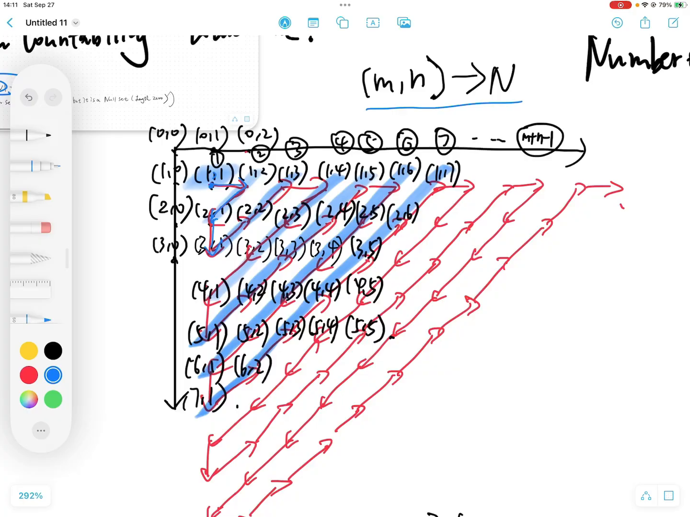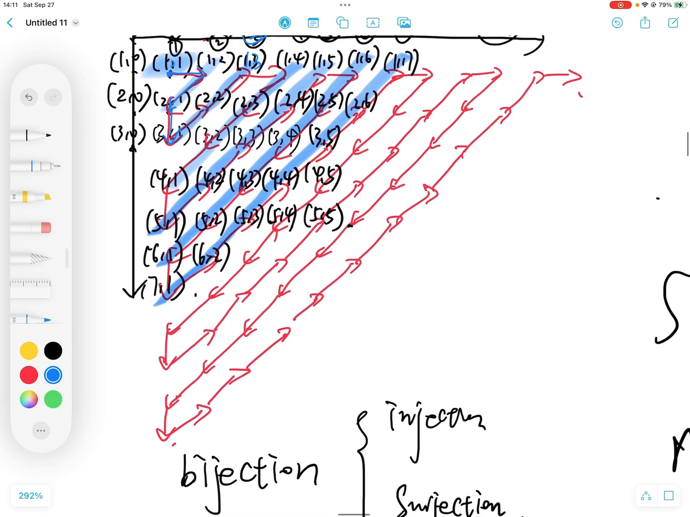You know, on each diagonal, the summation of m plus n is the same, and it is just the next number, the sequential number of the diagonal. For example, for the third diagonal, 1 plus 3 is 4, and 2 plus 2 is 4, which is 4.